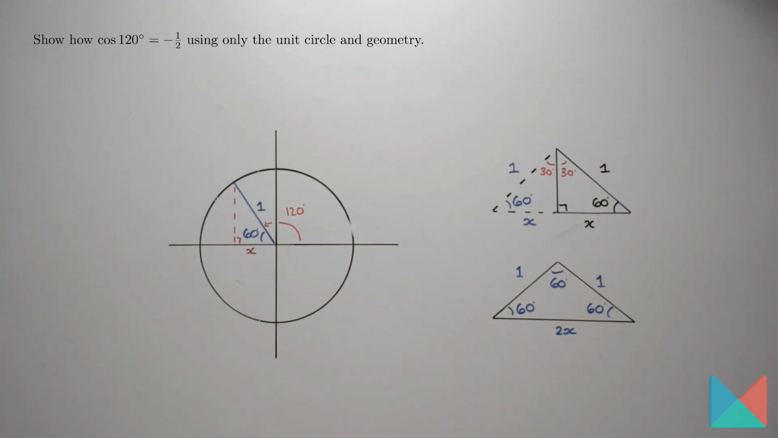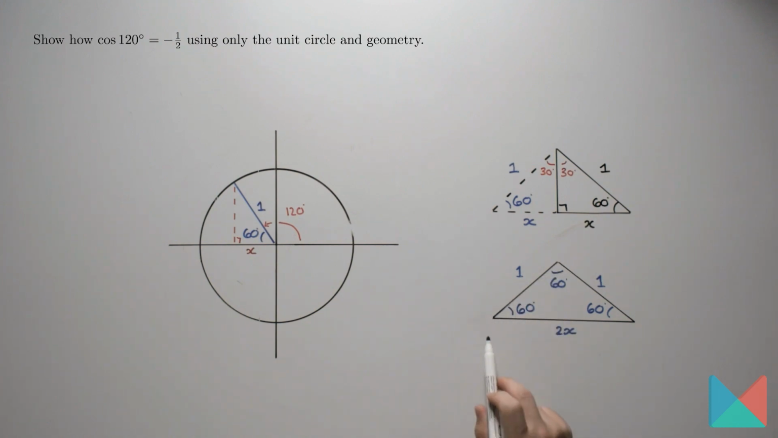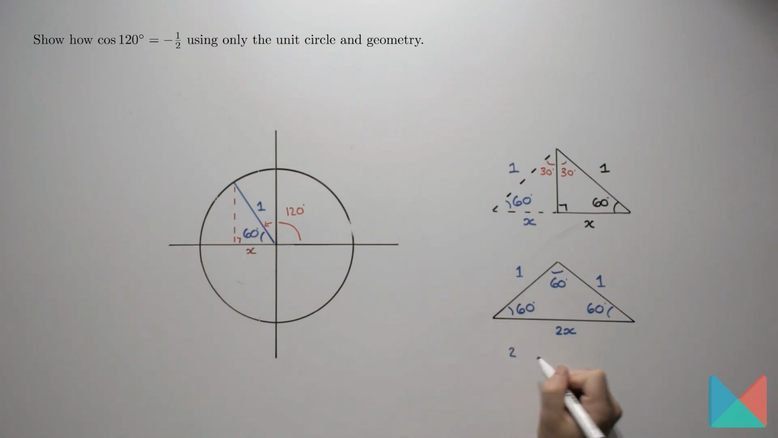Now I hope you can see that we have an equilateral triangle here, and by definition all the sides of an equilateral triangle are equal. And so because we have one side equal to 1 and another side equal to 2x, we can equate these and we have an equation that we can solve for x. So we'll get 2x equals 1, and if we solve for x, we know that x must equal a half.